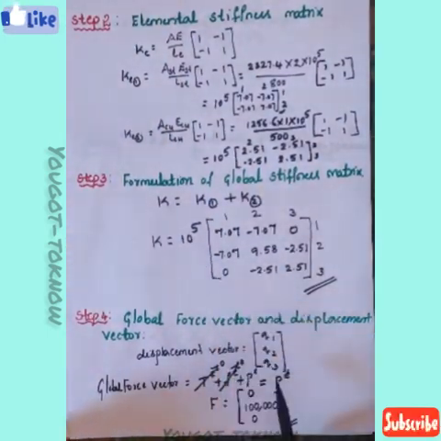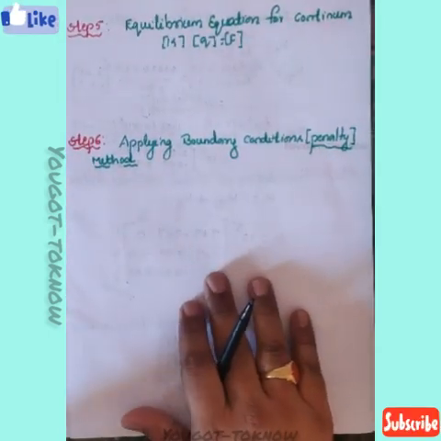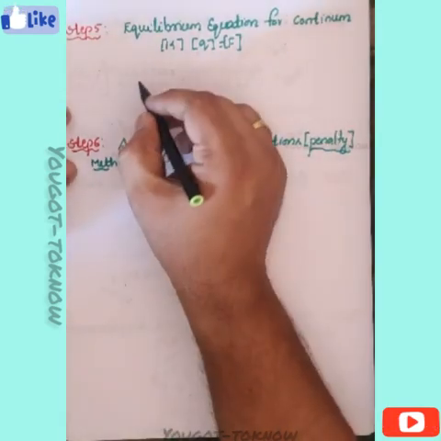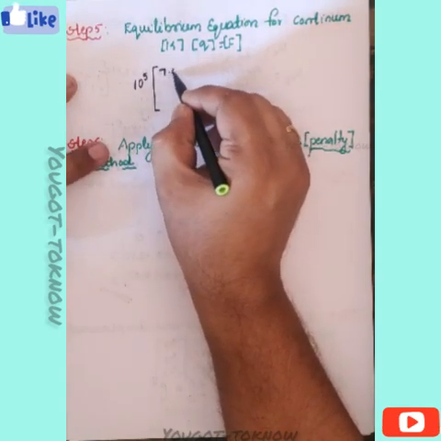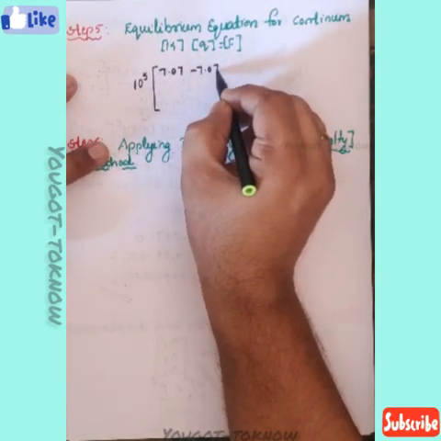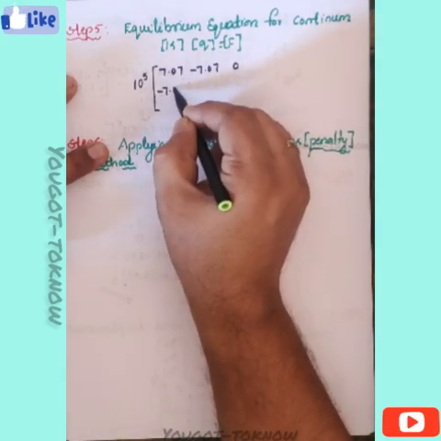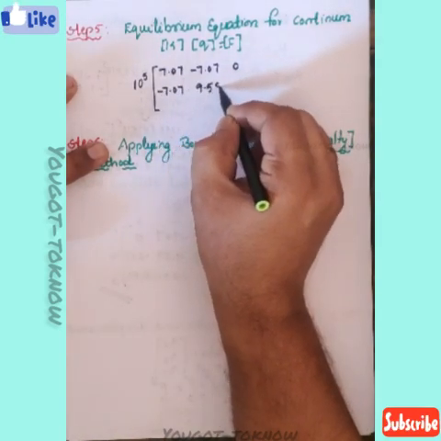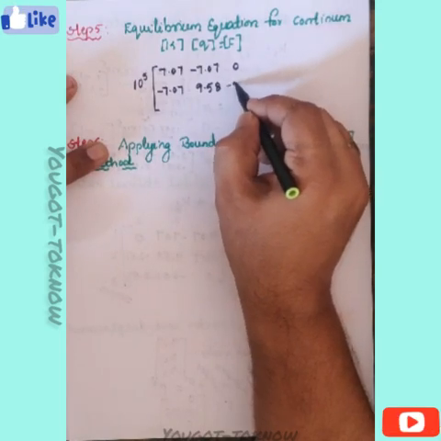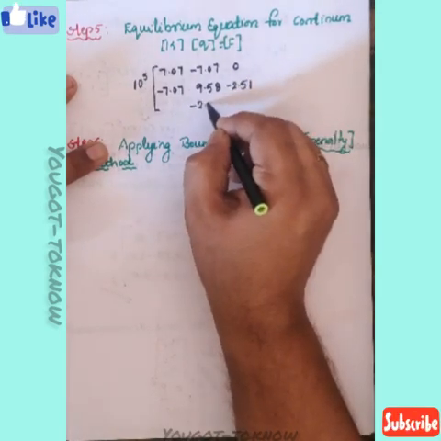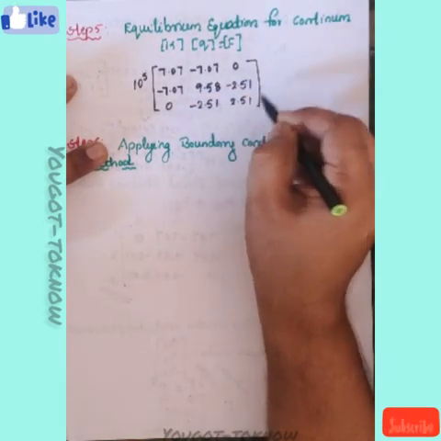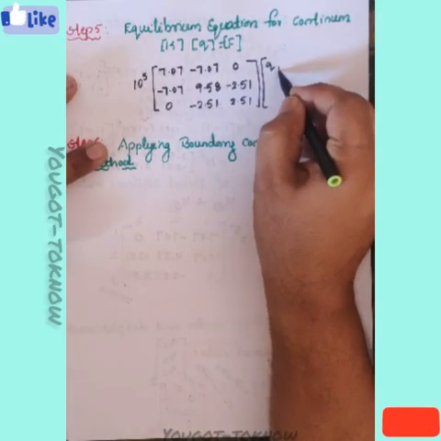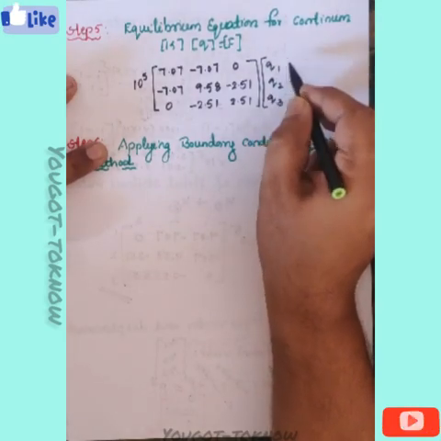Now you have K, you have Q, you have F. The next step is to write the equilibrium equation for the continuum: KQ equals F. First write your K matrix, 10 power 5 times: 7.07, minus 7.07, 0; minus 7.07, 9.58, minus 2.51; 0, minus 2.51, and 2.51. This is your K. What is Q? Q1, Q2, Q3.